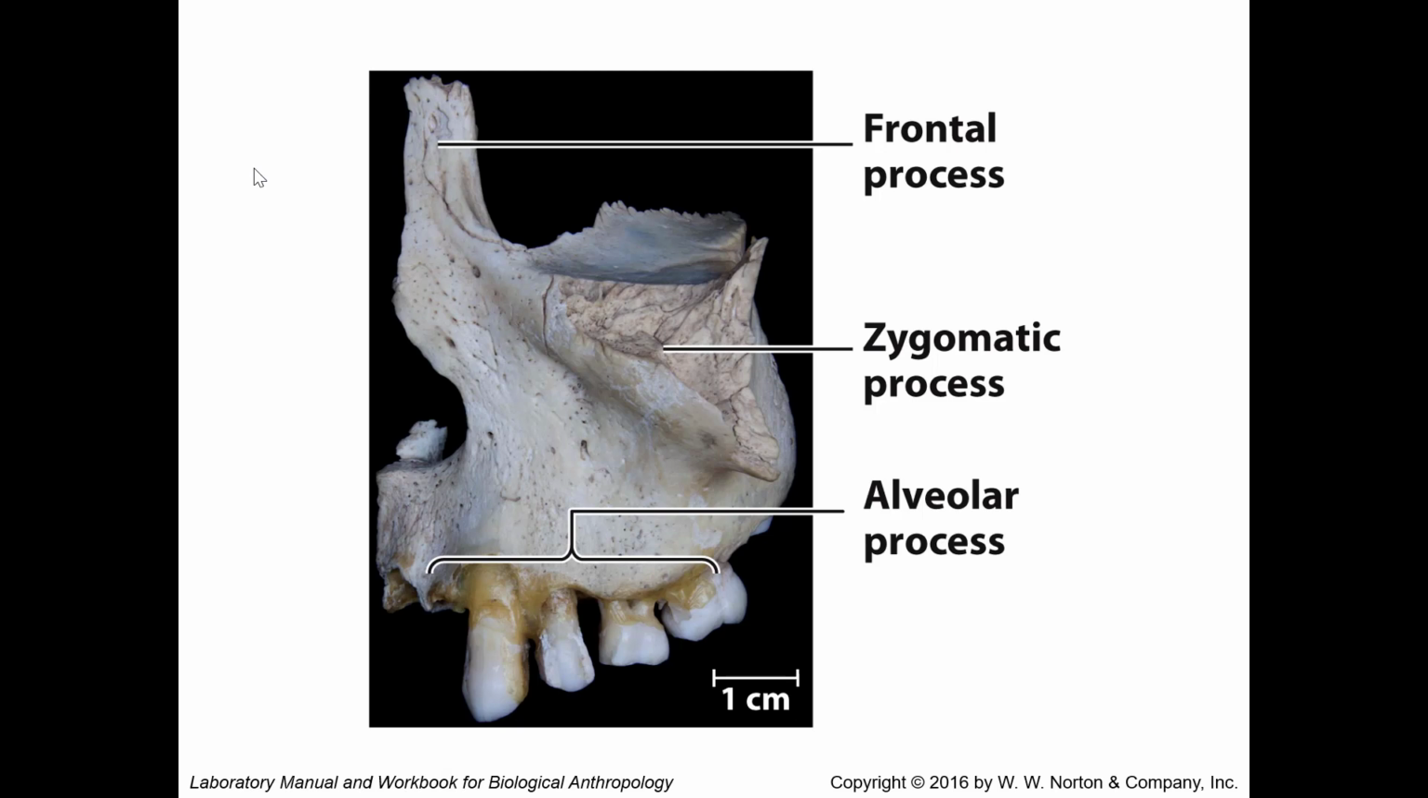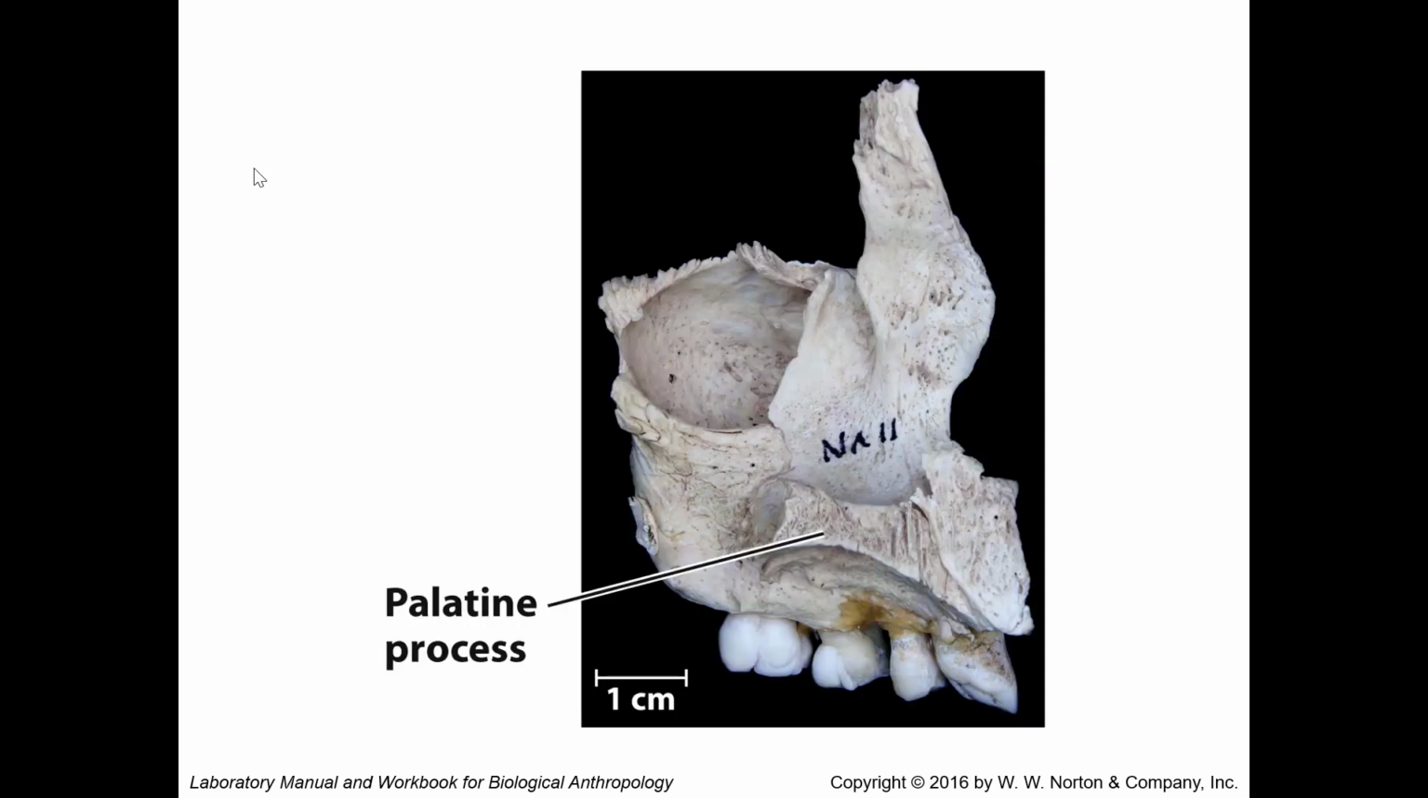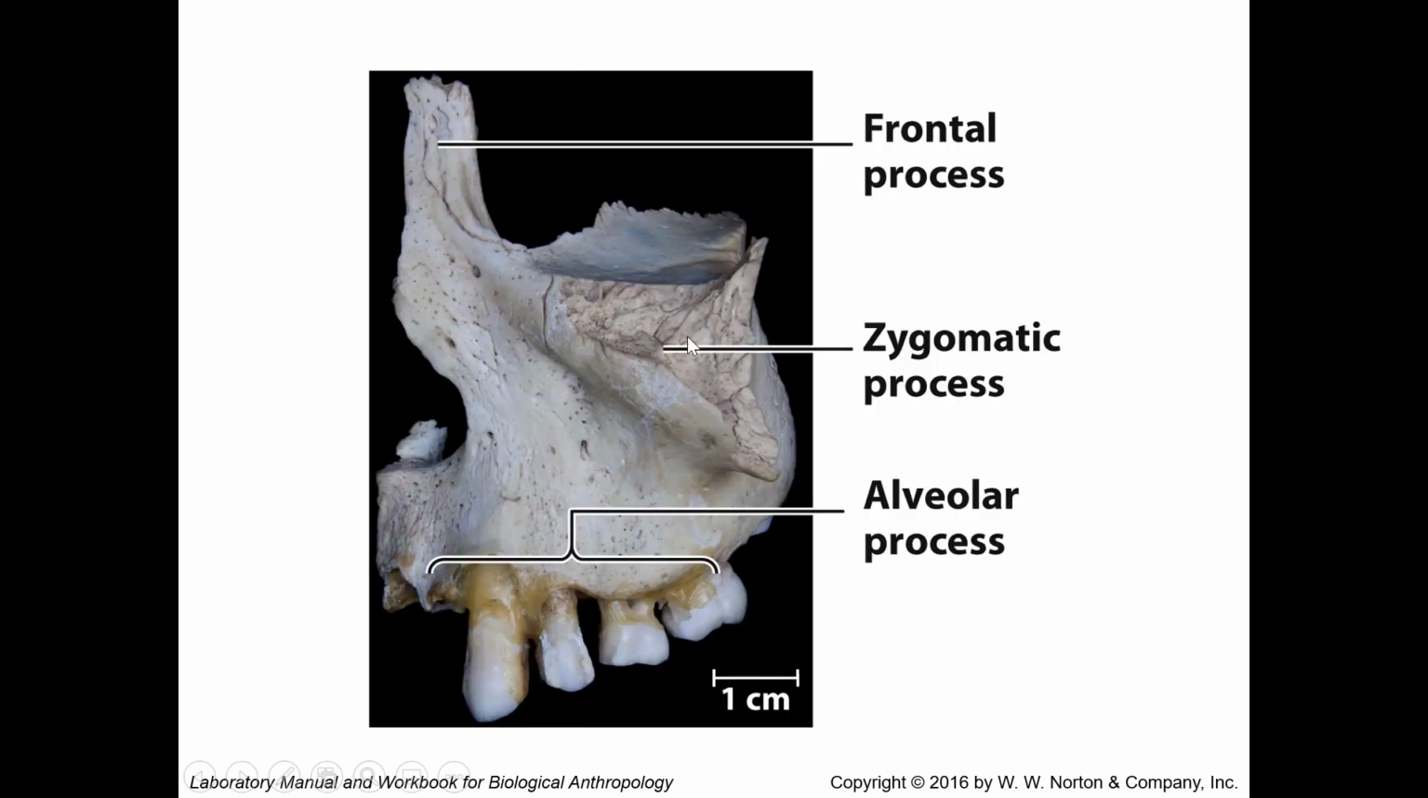Here is a closer view, and then this is the anterior view. And then here you've got a posterior view of it where you can see the palatine process, right? It's called the palatine process because it articulates with the palatine bones. Just like we've got the zygomatic process, it articulates with the zygomatic bones, right?